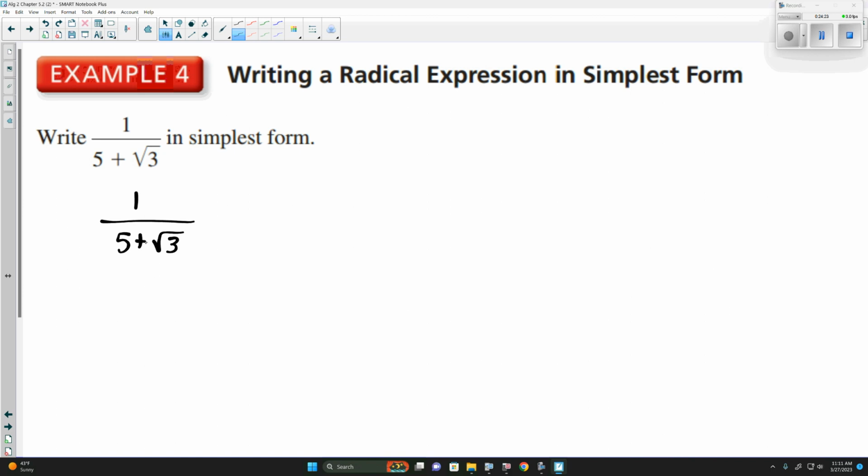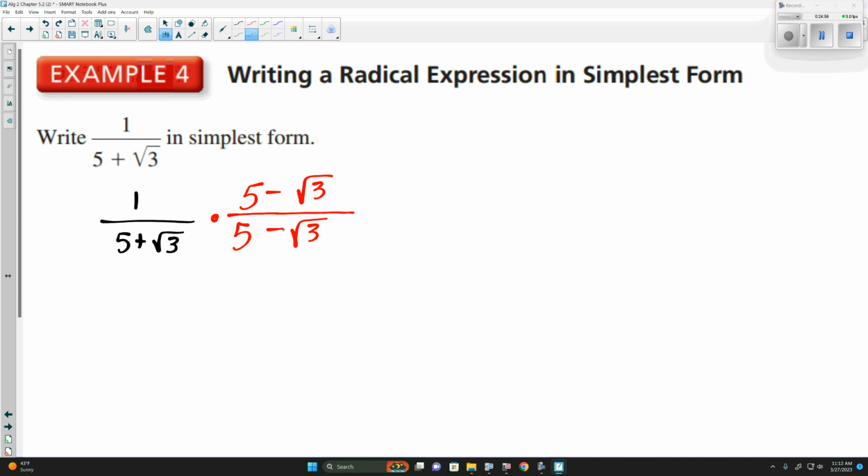One over 5 plus the square root of 3. Now to get the radicals to simplify, we have to multiply the top and bottom of this fraction by the irrational conjugate of the denominator. That means that we're taking the bottom of the fraction and changing the sign in the middle. So we're going to multiply the top and bottom of this by its denominator's conjugate.